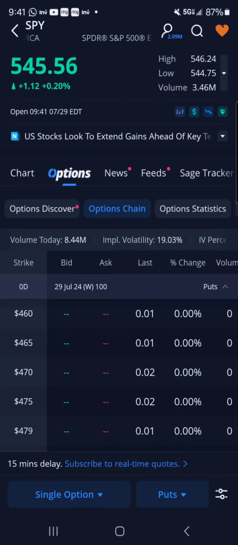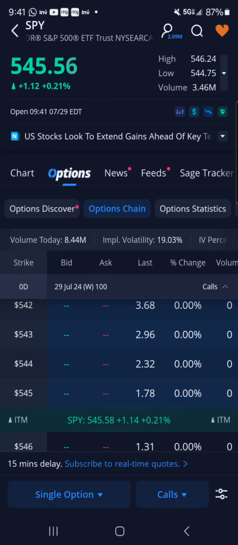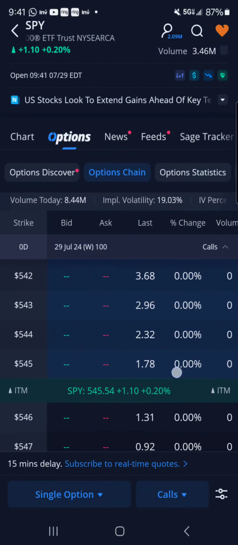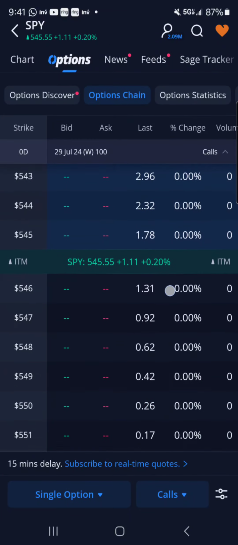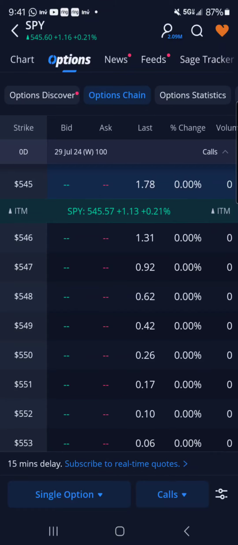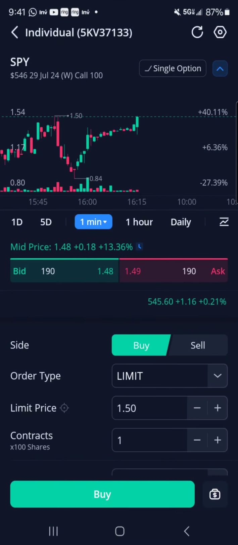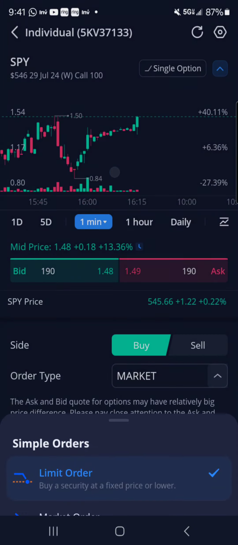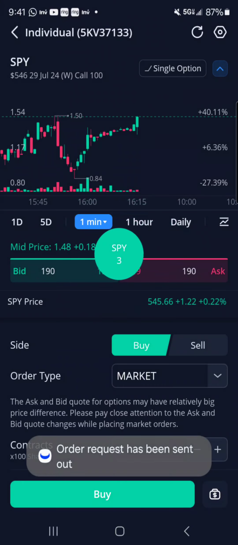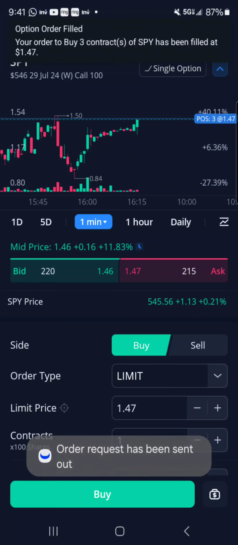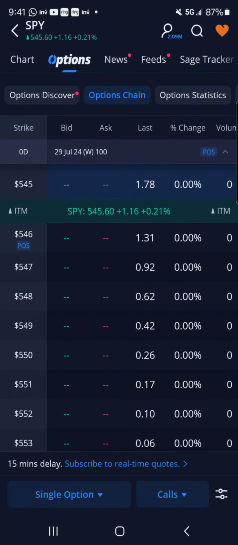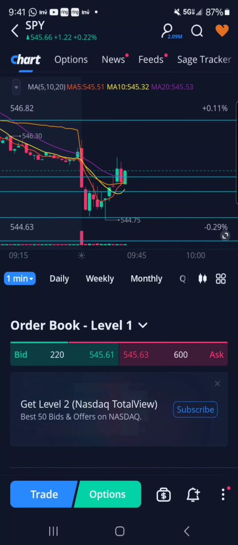Yep, so I'm gonna take a stab at the long. Go long. What price we at? 545. We could go to 546. Got 3 of these. Boom. Alright, so we're in the trade.